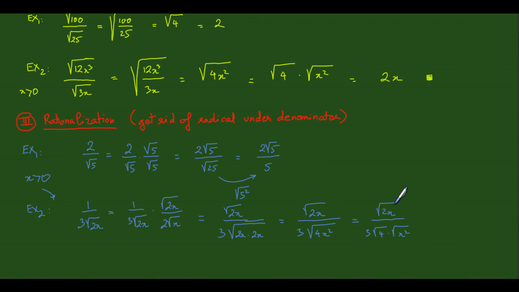Okay. So over here, I will have square root of 2x over square root 4 is 2. 2 times 2 times 3 is 6. Square root of x squared is x. This is my final answer. Alright, so that is how you rationalize a radical expression.